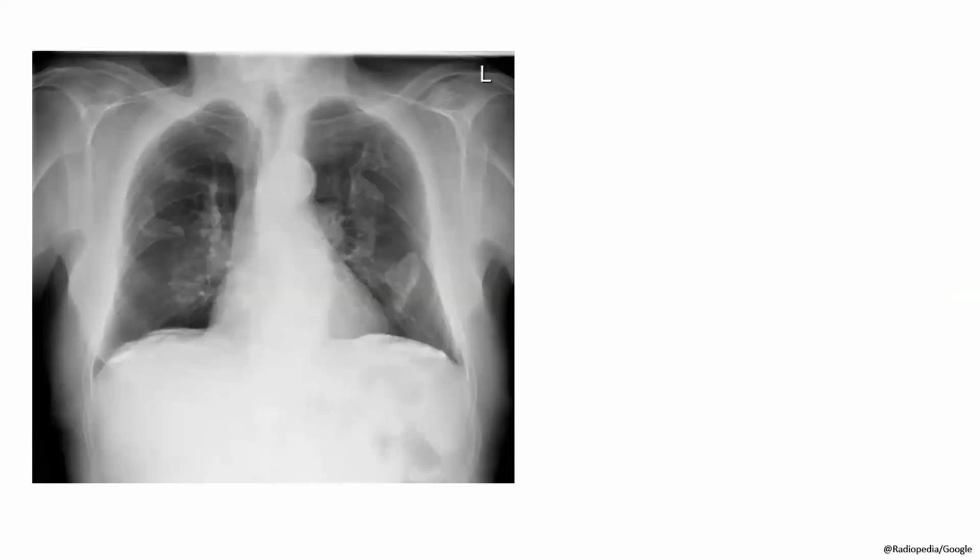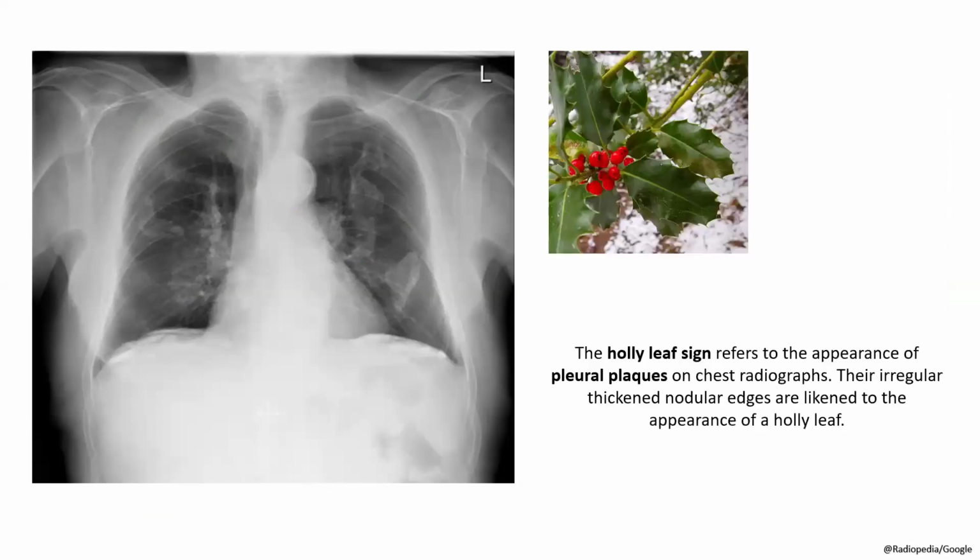What is happening in this chest radiograph? What we are seeing here is the holly leaf sign, which describes the appearance of pleural plaque on chest radiograph, and it is defined as irregular shaped opacities which are having thicker nodular edges. So this appears like a holly leaf. So these are pleural plaques.